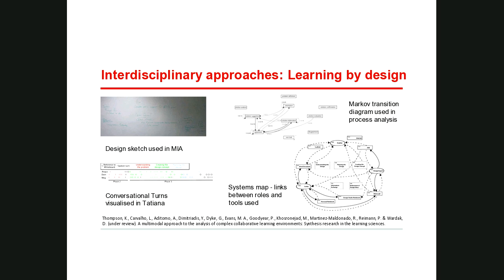So these are some of the different representations. One of them is, again, writing on a white wall. So we've got pictures that were taken of the white walls. That means you need the photos to be of a decent quality to be able to get to them, which this one is not for this particular presentation. You need to think about stuff like, don't click in the green pen to write on the wall. We also had Markov transition diagrams used in process analysis. We've got down there conversational turns that were visualized in Tatiana.